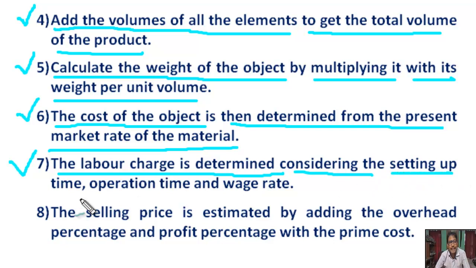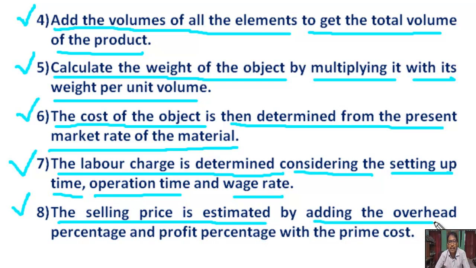Number 8, the selling price is estimated by adding the overhead percentage and profit percentage to the prime cost. Prime cost is the direct labor and direct material.